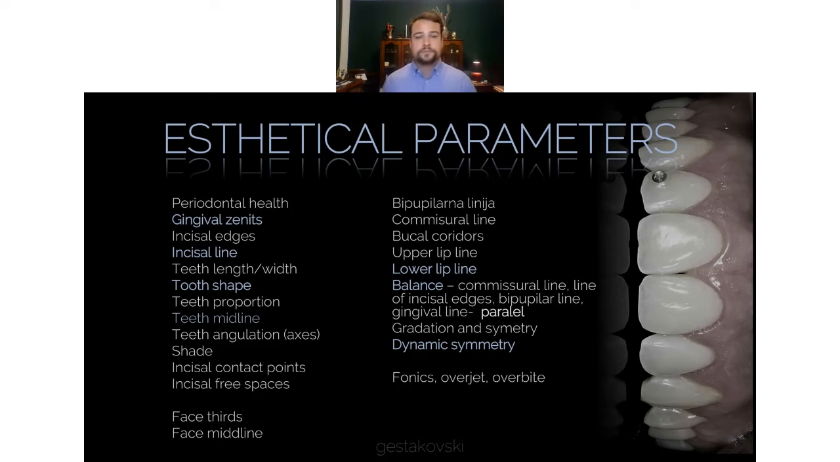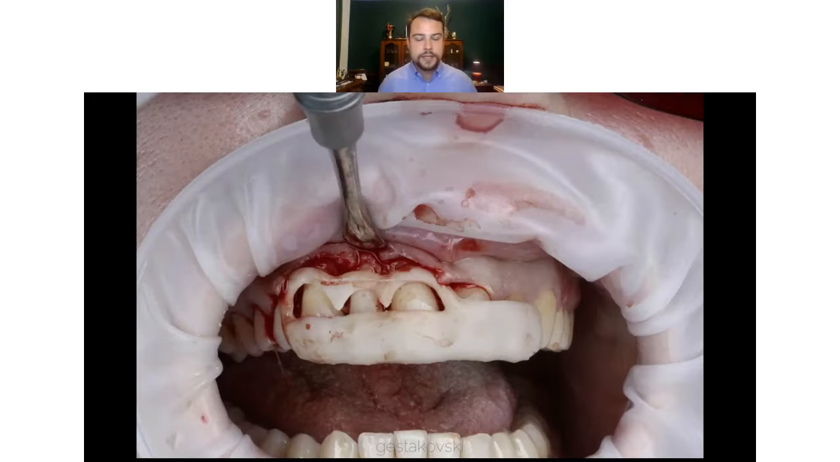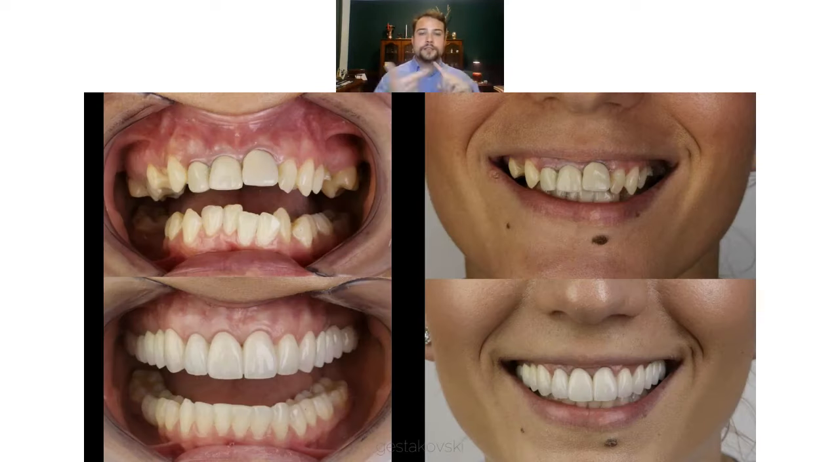Okay, and after the functional and aesthetical analysis is done, we go to some certain pre-treatments. Sometimes it's only calculus removal, but sometimes it's perio surgery. You need to raise the line of the gums if it's not symmetric, if it's lining on one side, and so on. This is not only for the composite veneers, for the ceramic veneers, ceramic crowns, full mouth rehab, for different indication. It's not only the white part, it's also the pink part.